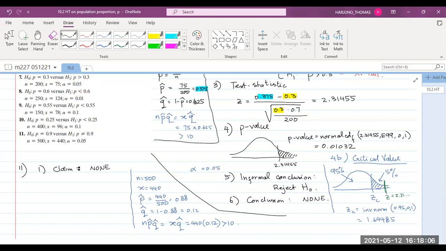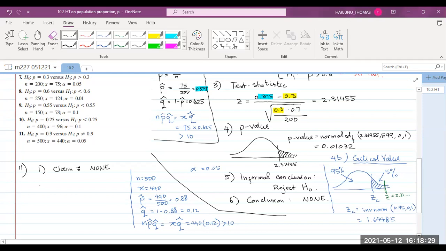Because what happens if n p hat q hat is less than 10? Then you cannot do anything, right? Okay, what's the point of me asking that question? So I will give you a question that you can assume that we can. Every time I ask you hypothesis testing for proportion, population proportion, you can always use this procedure.